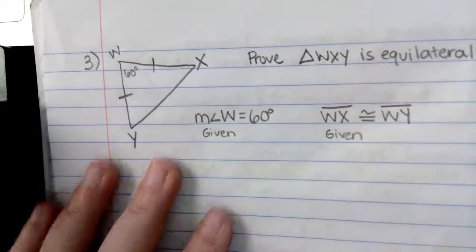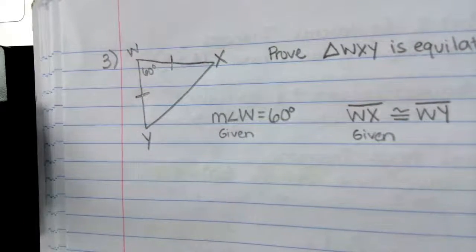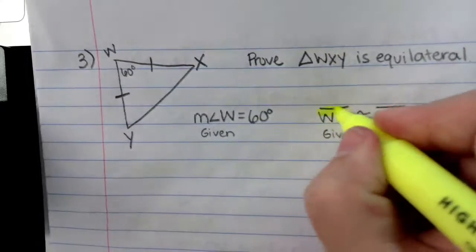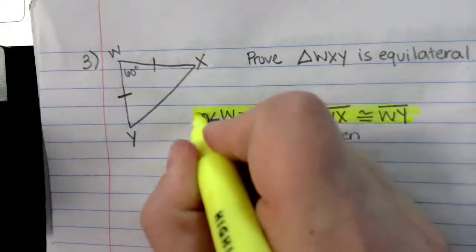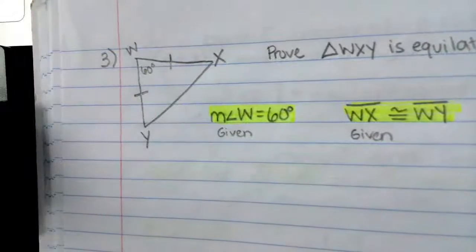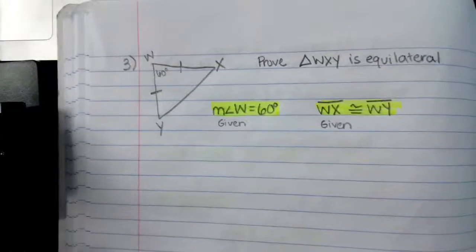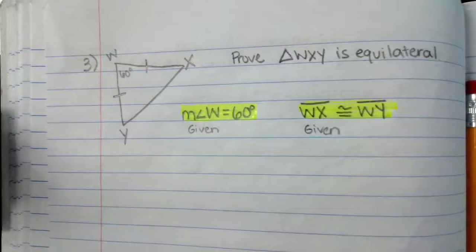Okay, I like using my highlighter instead of using boxes. My boxes get really sloppy when I do flow proofs. So if you want to draw a box around your statements, you can. Otherwise, you can use a highlighter. Remember, it's just the statements that get boxes, not the reasons.